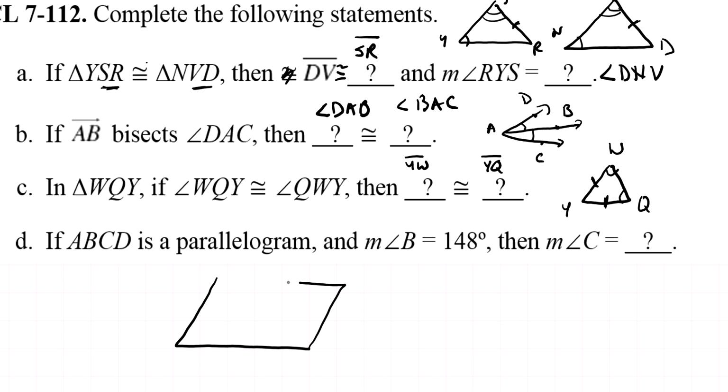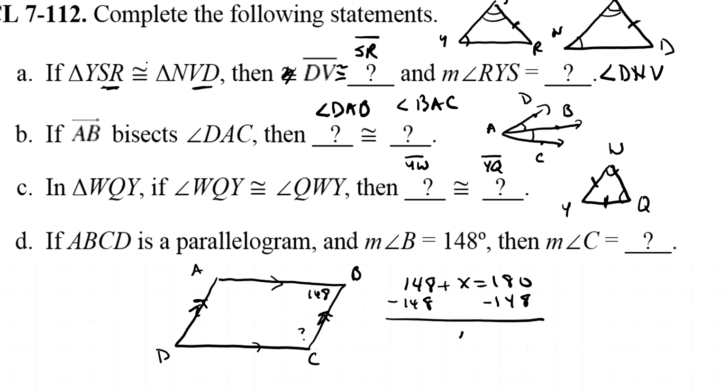So ABCD, I'm making a little sketch. ABCD is a parallelogram. That means both pairs of opposite sides are parallel. B is 148, so this is 148. And so then we can find out what angle C is right here, because we know that these two angles are same-sided. So we know that 148 plus x is going to equal 180. If we subtract 148 from both sides, we're going to get that x equals 32. So angle C equals 32.